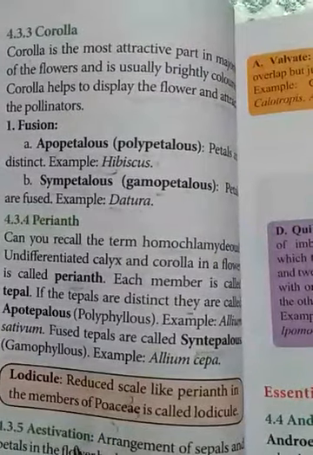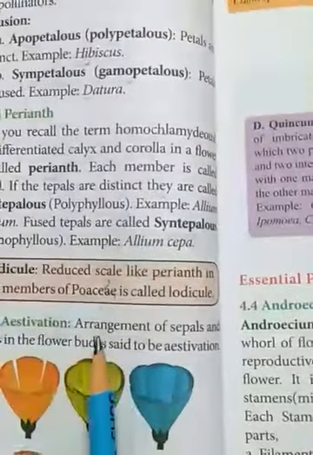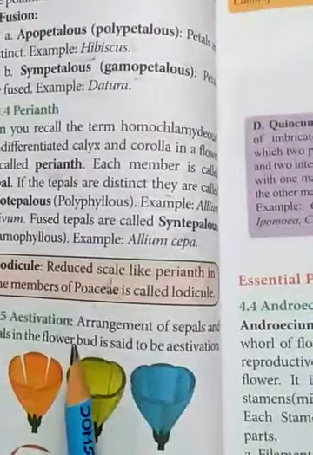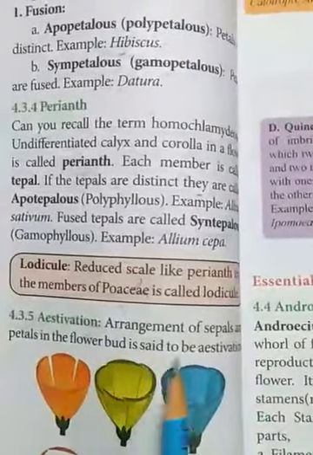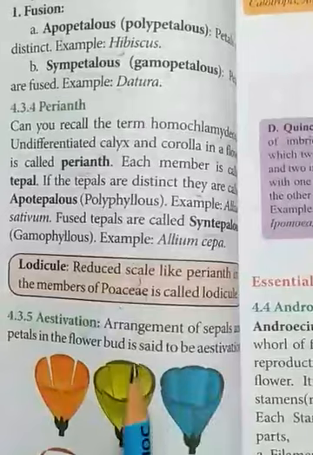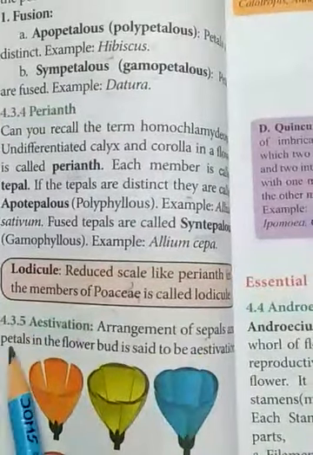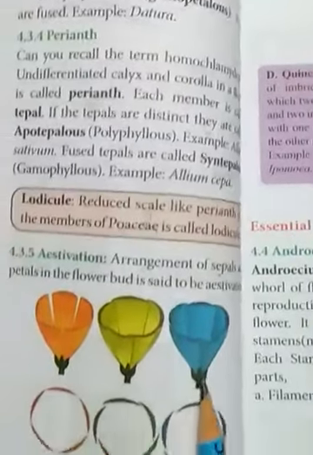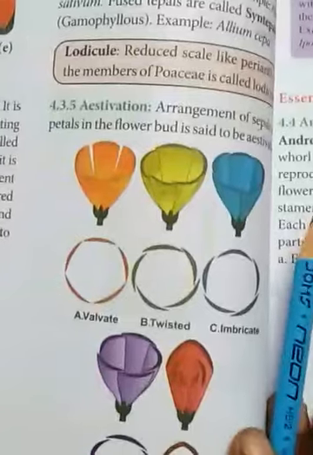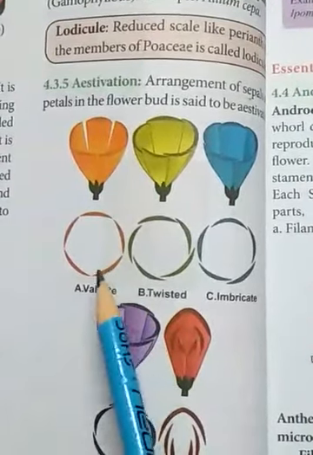Next you are going to study about aestivation, a very important topic, children. Now what is this aestivation? The arrangement of sepals and petals in a flower bud is said to be aestivation. So here you can understand this by this diagram. Diagrammatic representation will make it clear for you.